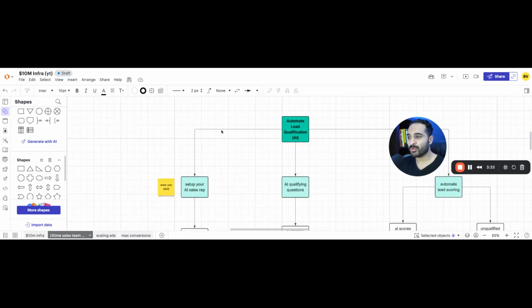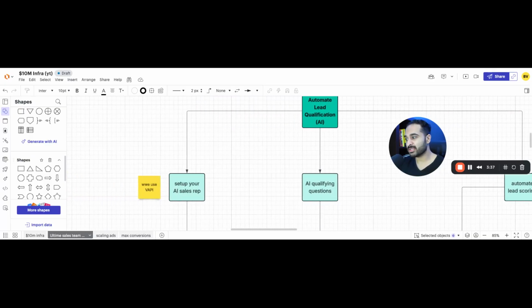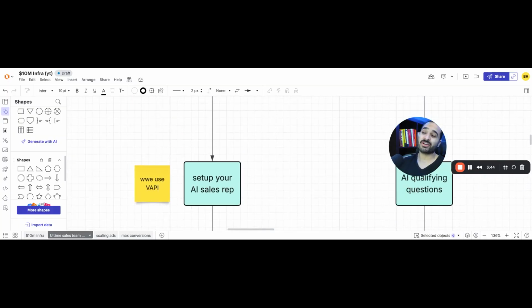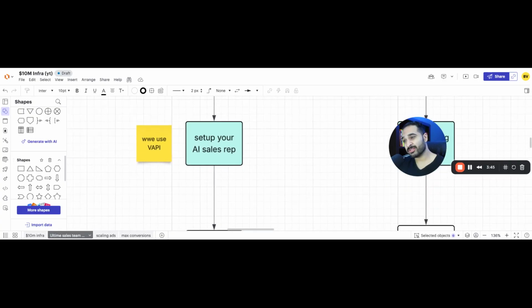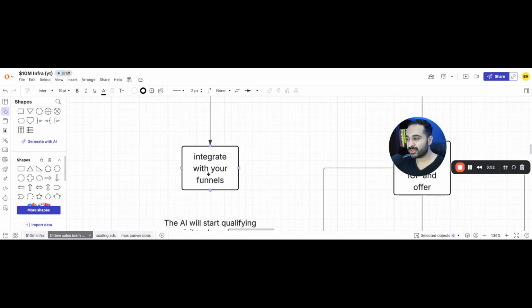Number two, we want to try to automate lead qualification as much as possible. So, number one, set up your AI sales rep. We use VAPI. And side note, if you're a setter watching this, or if you're a business owner and you have setters and you're not using AI sales reps, you are already behind. That being said, integrate this with your funnels.